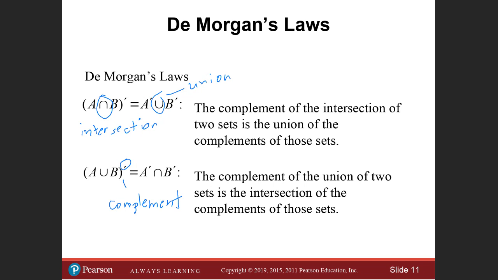So in this case, the first De Morgan's law says that the complement of A intersection B is equal to A complement union B complement. Okay, so let's have an example. It says the complement of the intersection of two sets is the union of the complements of those sets.